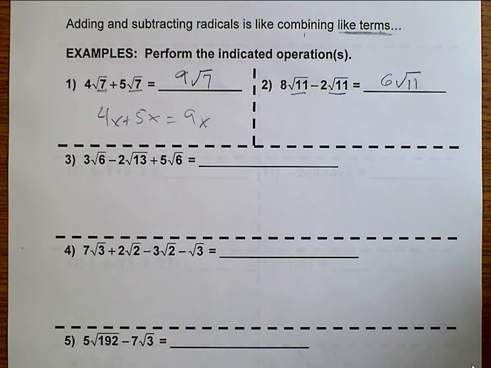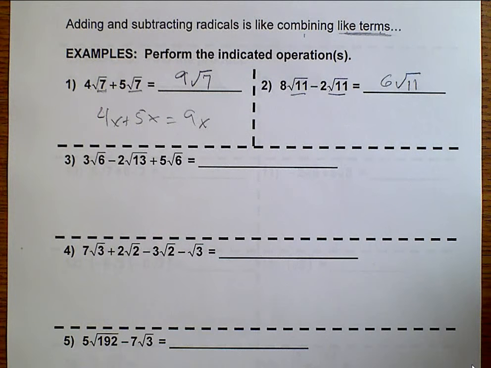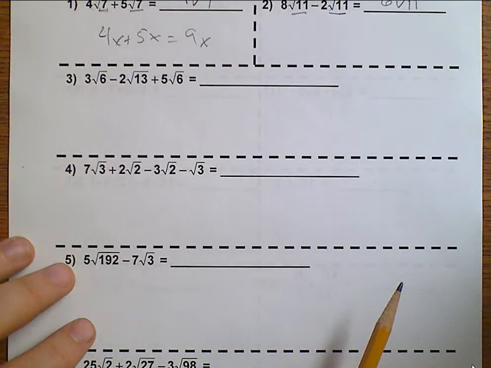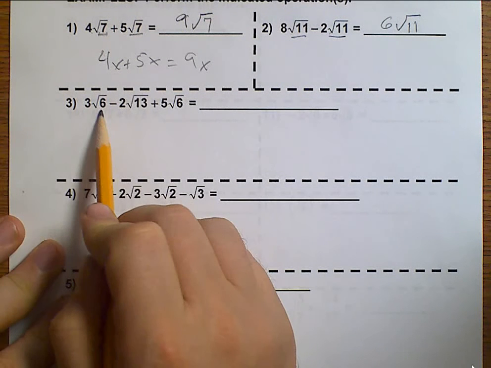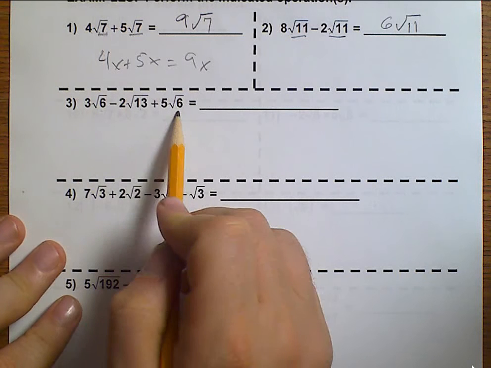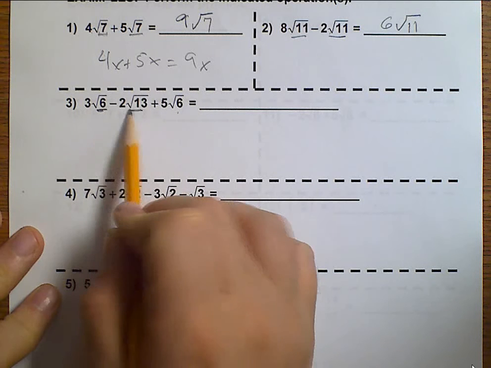So hopefully these really complex things are now very simple because you've been doing it before. It just hasn't looked quite like this. Let's go and talk about number 3. Well, here we have square root of 6, here we have square root of 13, and there we have square root of 6. Hopefully by now you know that none of these will simplify, and they're already as simple as they're going to get.